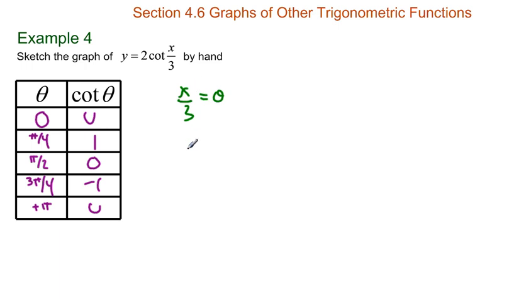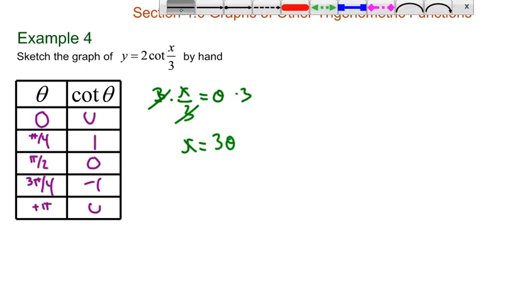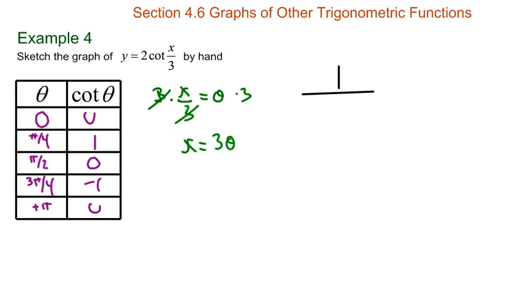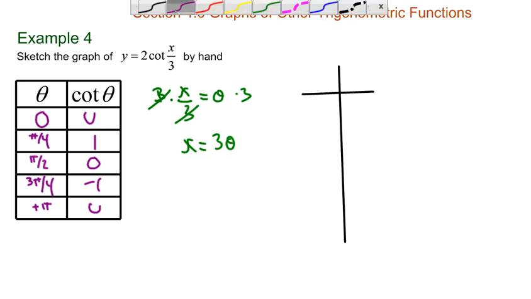which means if I solve for x, x must be 3 theta, because I multiply both sides by 3. So let's set up a new table, find our new x values, and then plot the points for cotangent of x over 3.